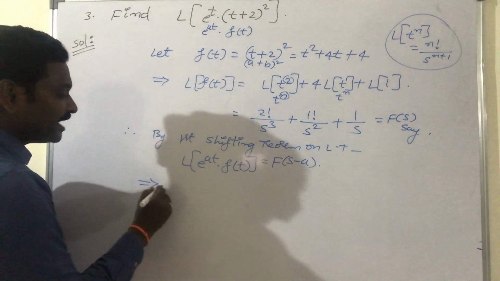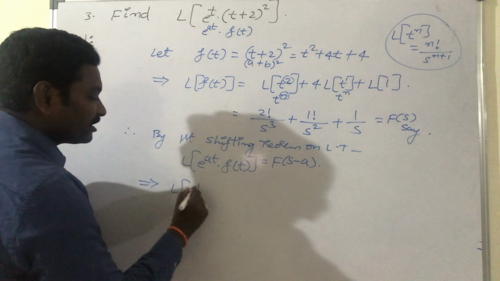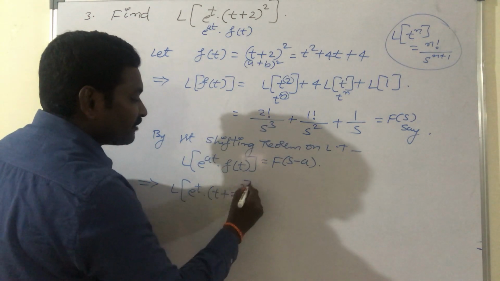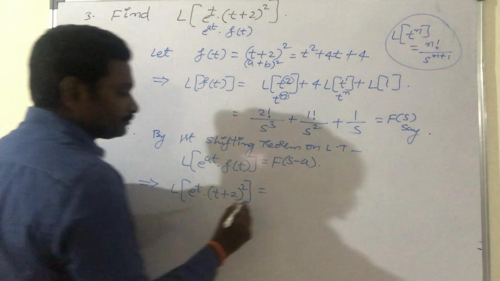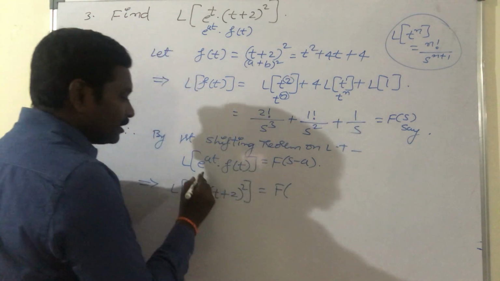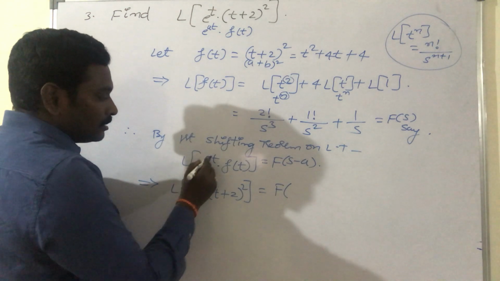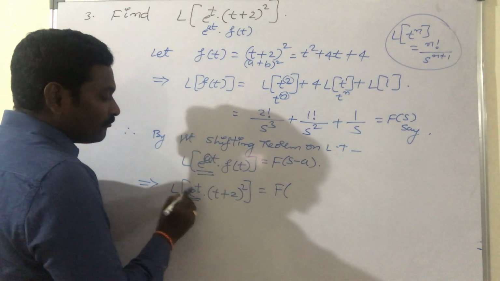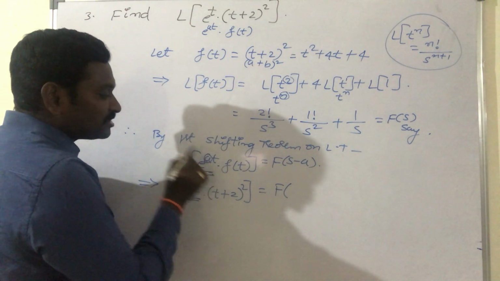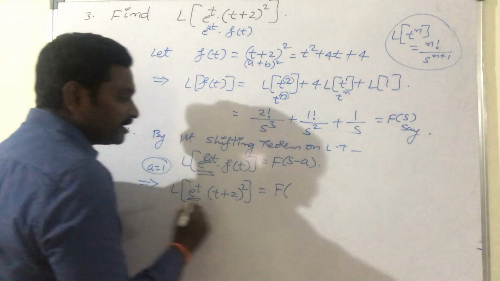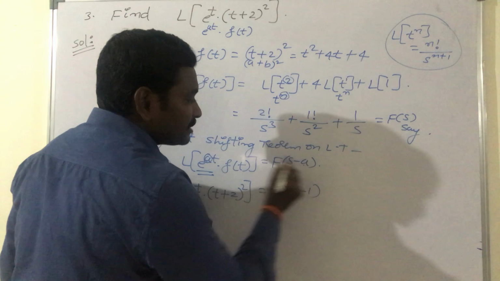So similarly you will get L of e power t into t plus 2 whole square is equal to, what is the value of a here? Here we have e power t instead of e power at. So we have a is equal to 1. A is nothing but the coefficient of t in the power. That's why a is equal to 1 here. Don't forget. So put a is equal to 1 in this one.